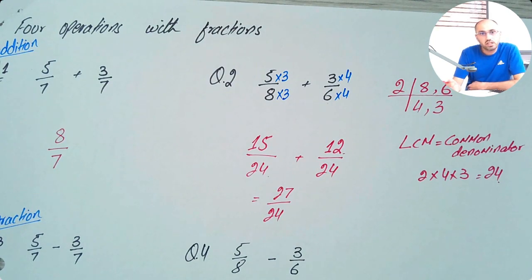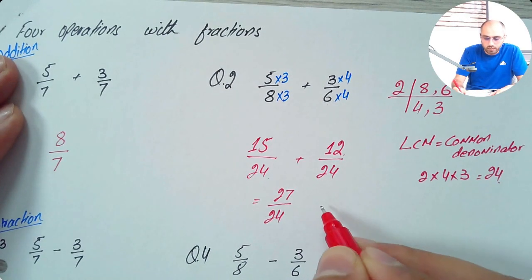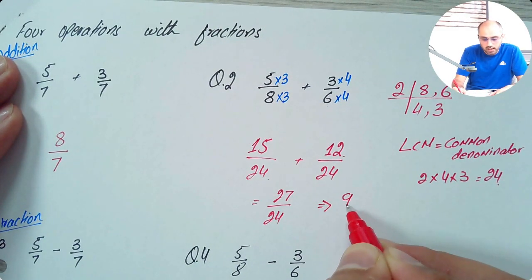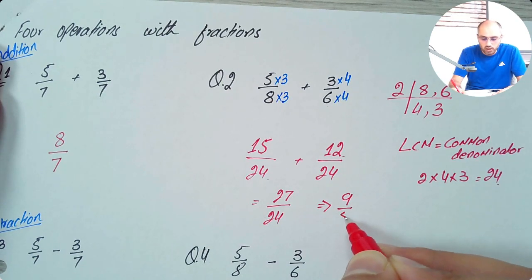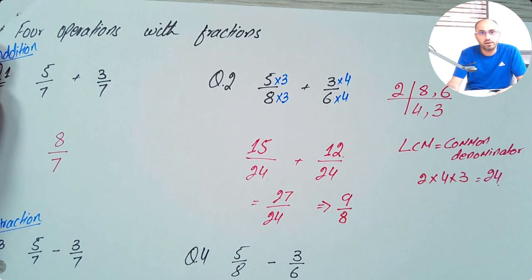But one extra thing that you can think about here is you need to ask yourself, can this fraction be simplified? I can see in this case 27 and 24, they both are divisible by 3. So if I divide 27 by 3, I'll end up with 9. If I divide 24 by 3, I'll end up with 8. And that's my simplified answer.